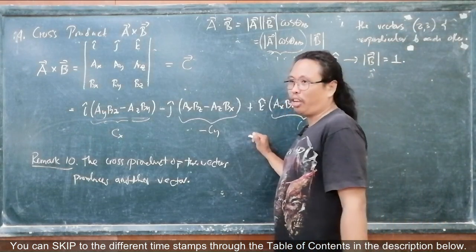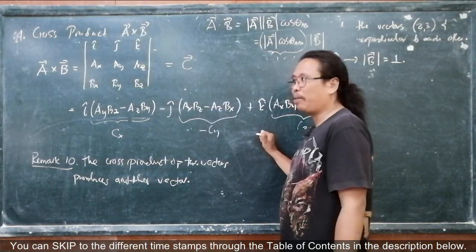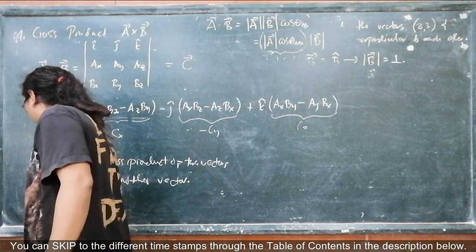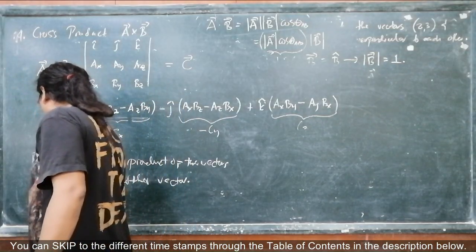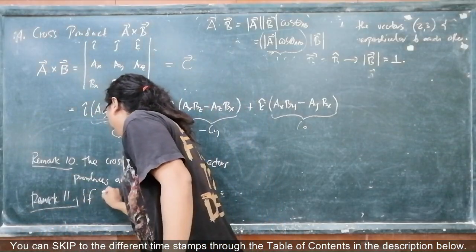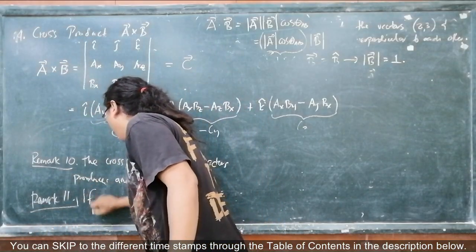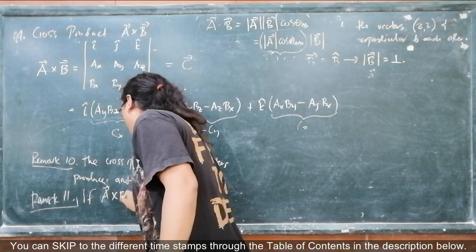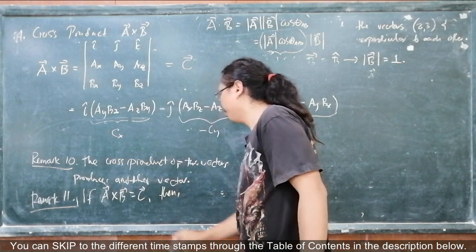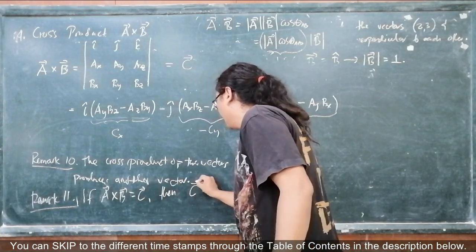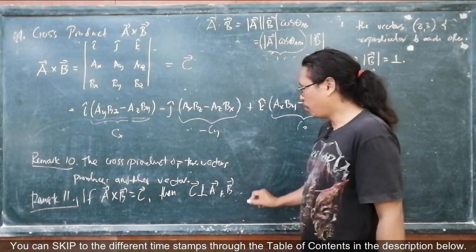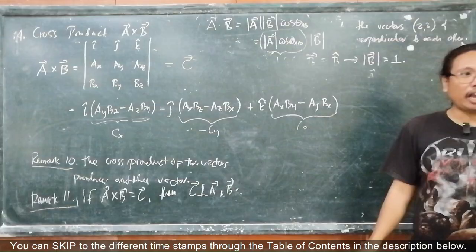I'll give it to you as something to solve on your own. I'll put another remark here. Remark 11. So I'll use C. If A cross B equals C, then C is perpendicular to A and B. C is perpendicular to both A and B.